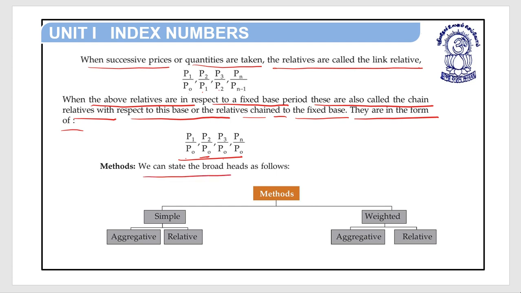We can state the broad heads as follows. Methods: simple method and weighted method. Simple has two parts: aggregative and relative. Weighted also has aggregative and relative.